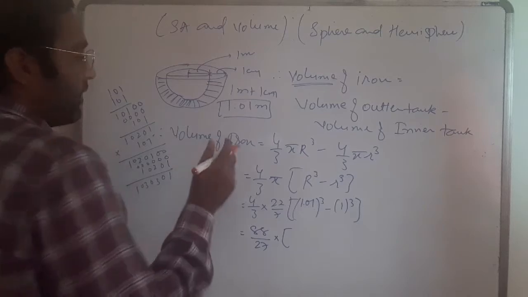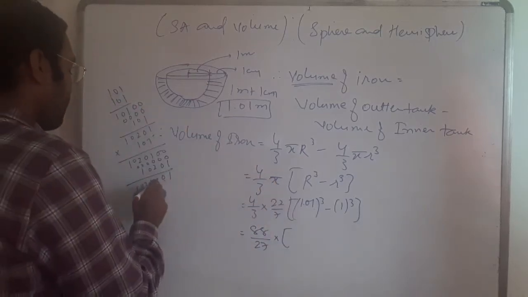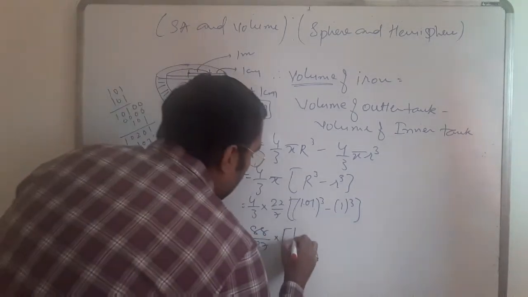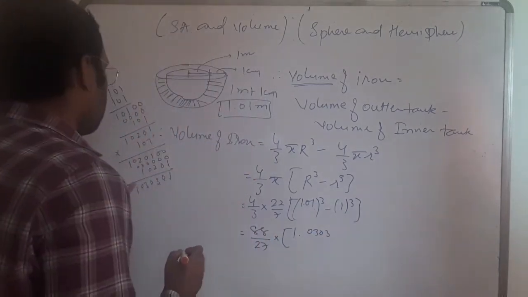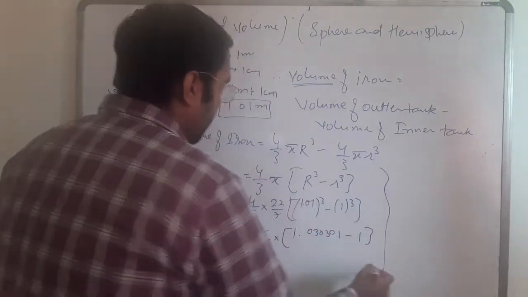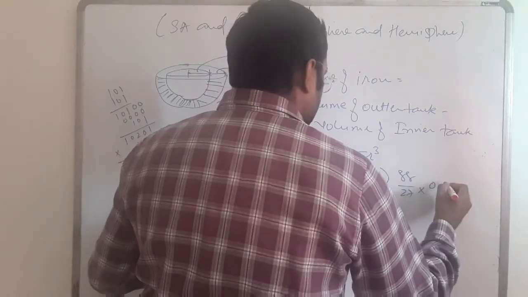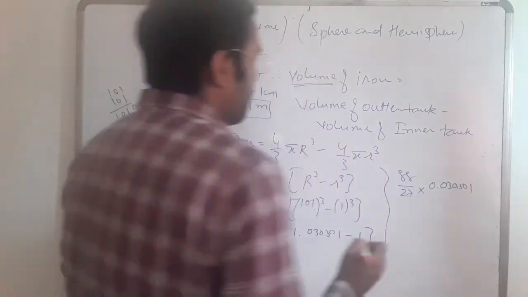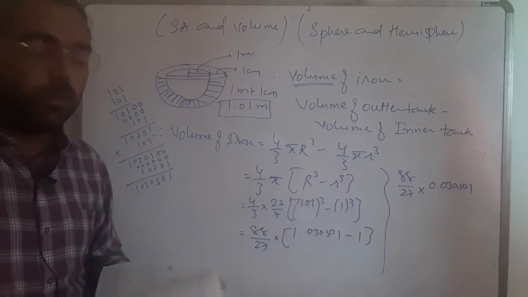1000 divided by 100, therefore 100 cube, that is 6 zeros, that is 1.030301. Minus 1. So we have to calculate that 88 by 27 into 0.030301. Okay, 0.030301. So after that, calculate this part.